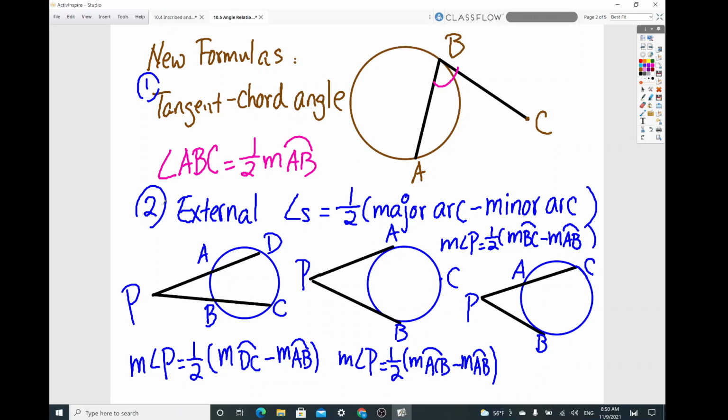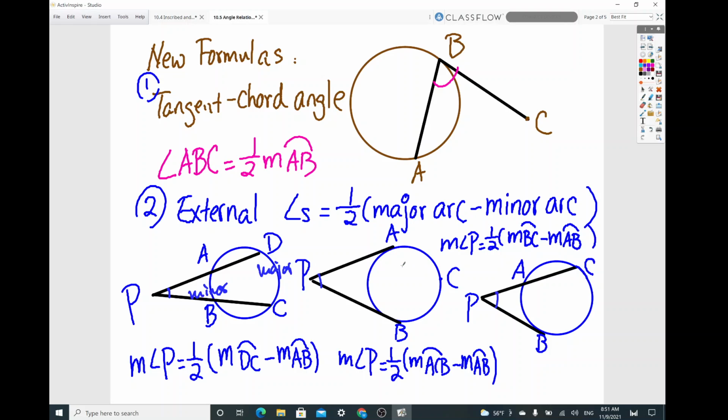And then the other brand new formula. We do have 3 different types of circle angles bounded with either two secants, two tangents, or a secant and a tangent. This is called the external angle. Anytime you want to find the external angle, angle P, the way to do it is always 1/2 times the quantity of the major arc minus the minor arc. For example, the major arc here would be DC, and the minor arc is AB.